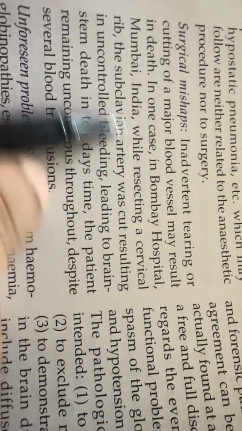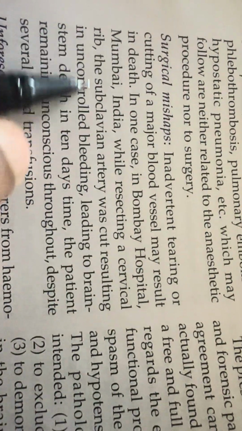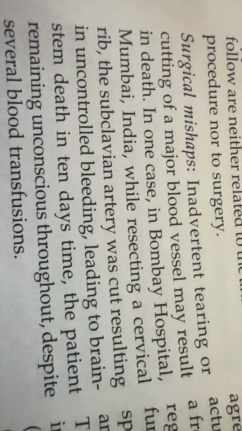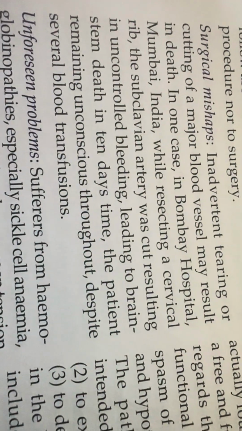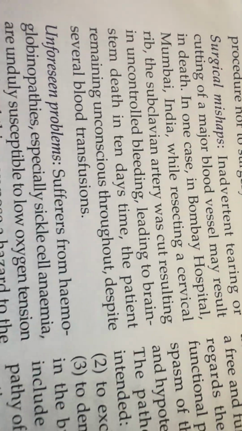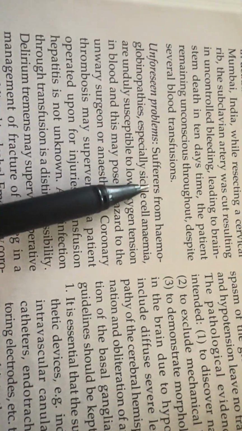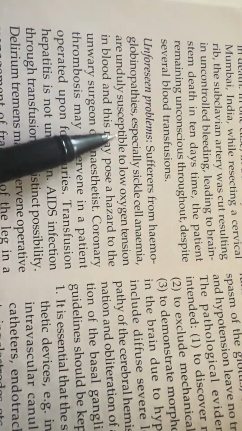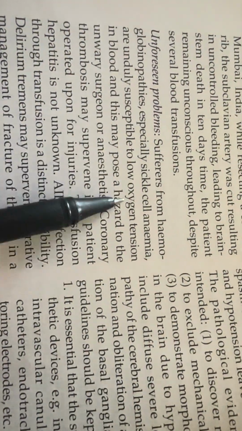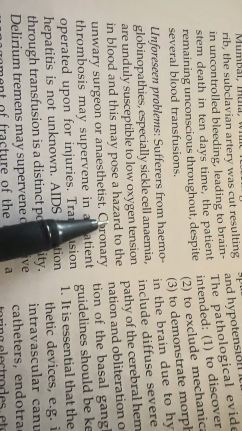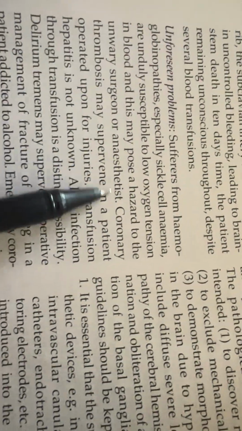One case in Bombay Hospital, Mumbai, India: while resecting a cervical rib, the subclavian artery was cut, resulting in uncontrolled bleeding leading to brainstem death in 10 days' time, the patient remaining unconscious throughout despite several blood transfusions. Unforeseen problems: sufferers from the hemoglobinopathies, especially sickle cell anemia, are unduly susceptible to low oxygen tension in blood. This may pose a hazard to the unwary surgeon or anesthetist.